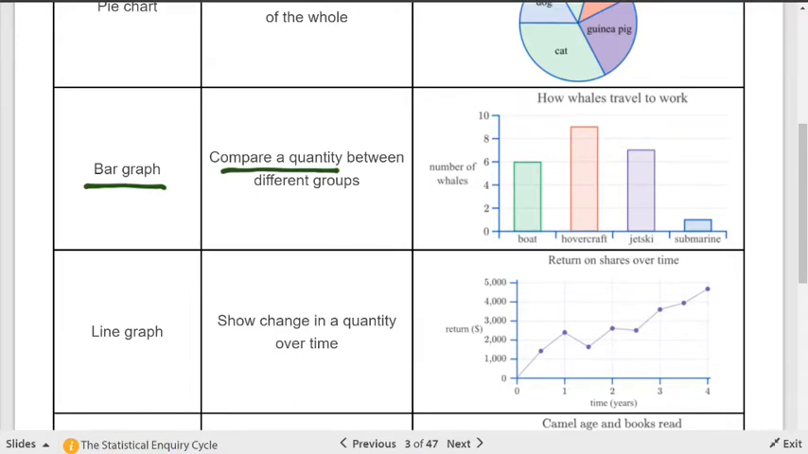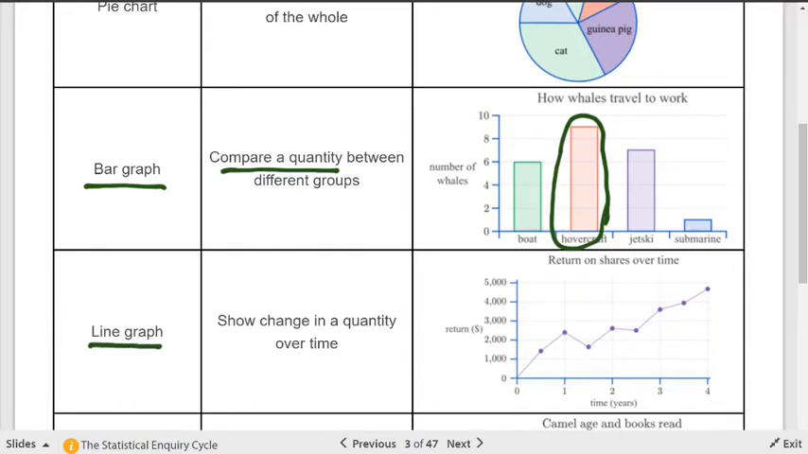Okay? Don't get carried away. You're not rewriting the book. Okay? So, it's easy to see the one that occurs most is the tallest one. Duh, right? So, most whales travel to work on a hovercraft, according to this data. Okay? All right? Then, the next one we have is something called a line graph.